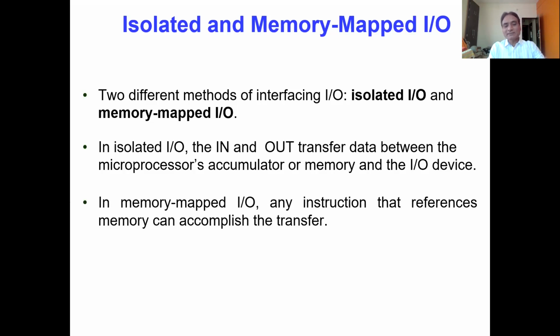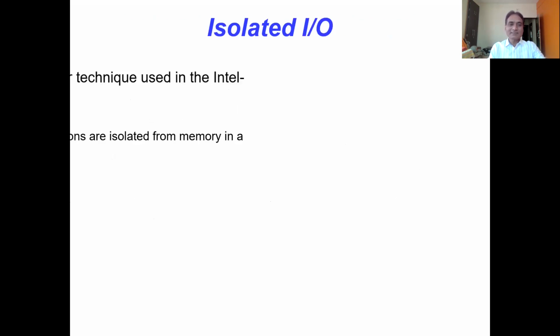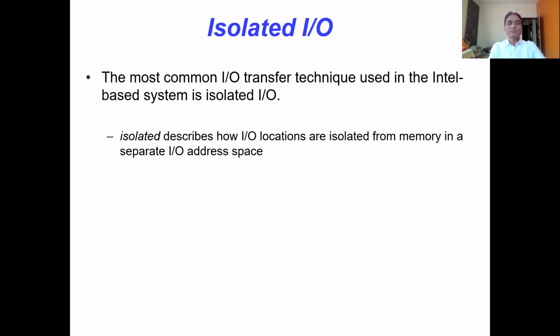In memory mapped IO, any instruction that references memory can accomplish the transfer. Any instruction, because as I mentioned earlier, memory mapped IO means you are using memory locations as IO devices. Now let us discuss isolated IO first. The most common IO transfer technique used in Intel-based systems is isolated IO. Isolated describes how IO locations are isolated from memory in a separate IO address space.